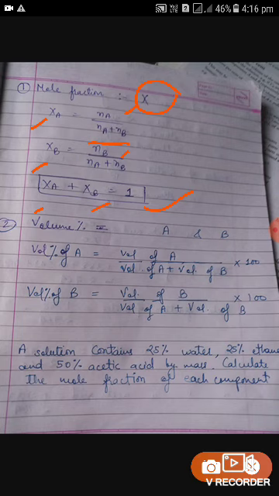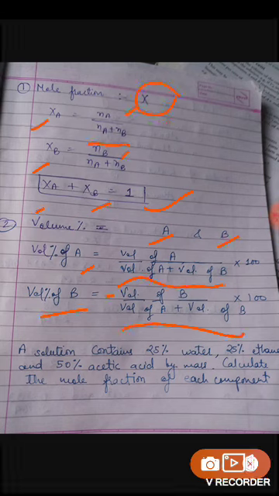Okay, moving to the next, volume percentage. Again, if we have two components A and B, and we have to calculate the volume percentage of A, that means volume of A upon total volume into 100. And if we have to calculate volume percentage of B, that means volume of B upon total volume, that means A plus B, into 100.